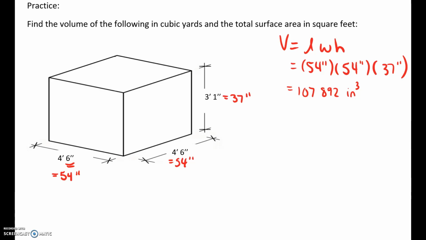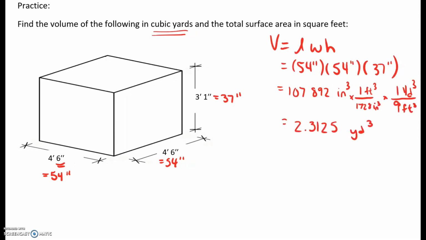Because we want the volume in cubic yards, we'll have to do a conversion. First, use the conversion factor to convert to cubic feet. Then, use the conversion factor to convert to cubic yards. Pause the video and try this before checking the answer. We need to divide by 1,728 and then divide by 27. This gives us an answer of 2.3125 cubic yards.